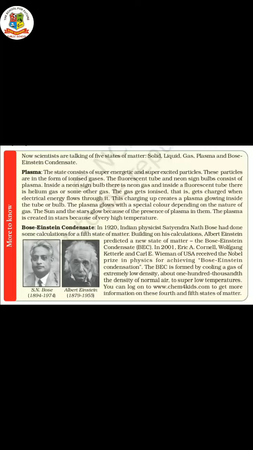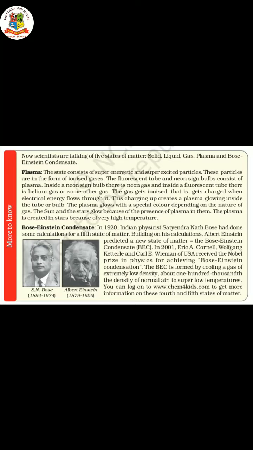Vishal sir is here and we are dealing with a very important chapter, the first chapter of ninth class science, Matter in Our Surroundings. In this chapter we know that there are five states of matter. We know what matter is: anything which has mass and occupies space is known as matter.